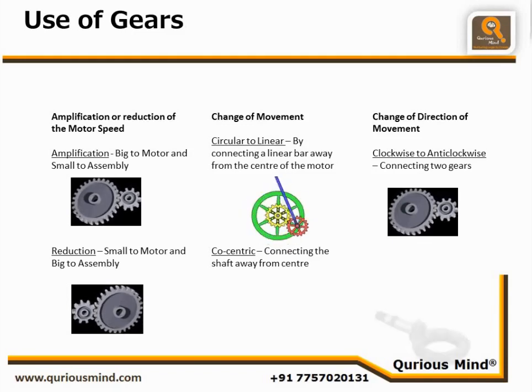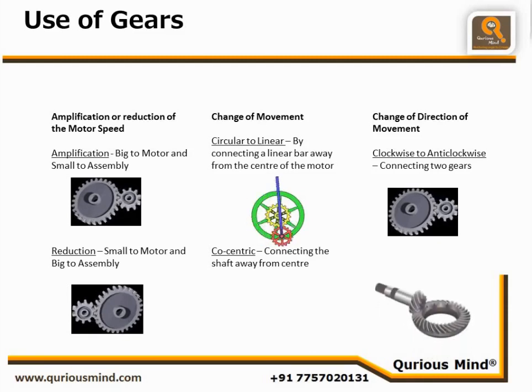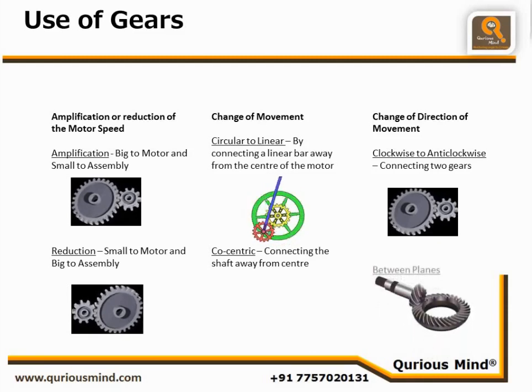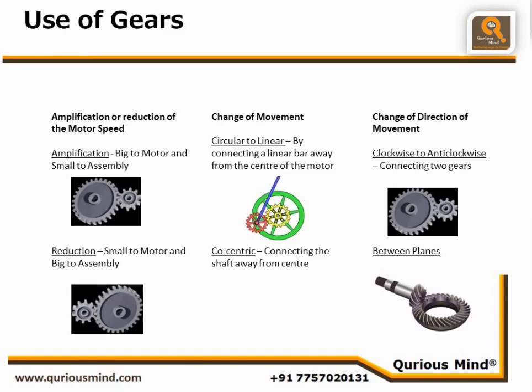Bevel gears are used to transmit motion 90 degrees to the source of rotation. A combination of bevel gears, circular gears and a differential drum is used to get a differential motion or angular motion, which is used extensively in cars.